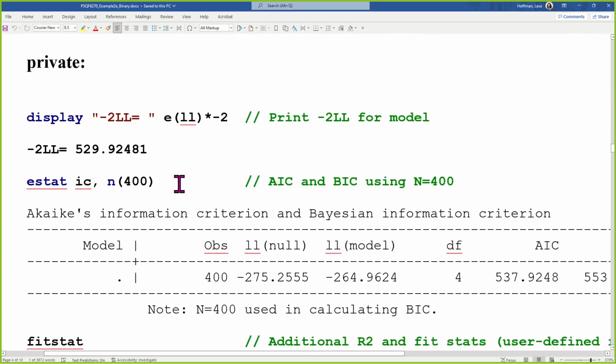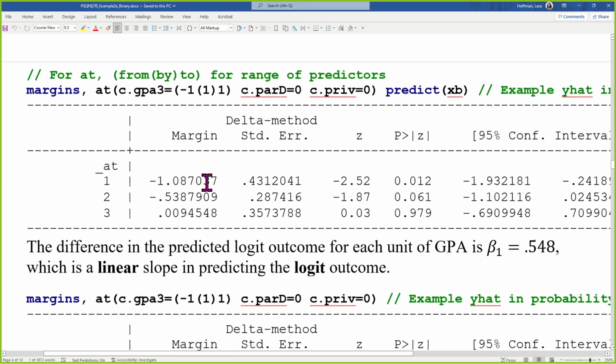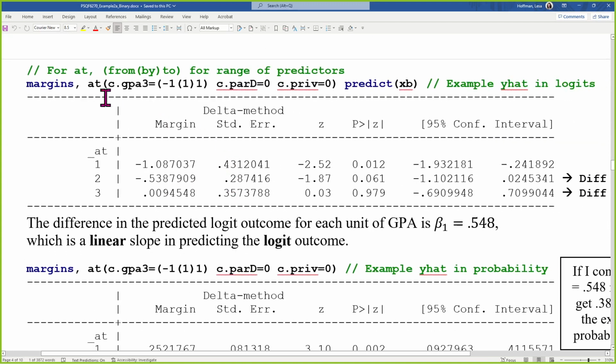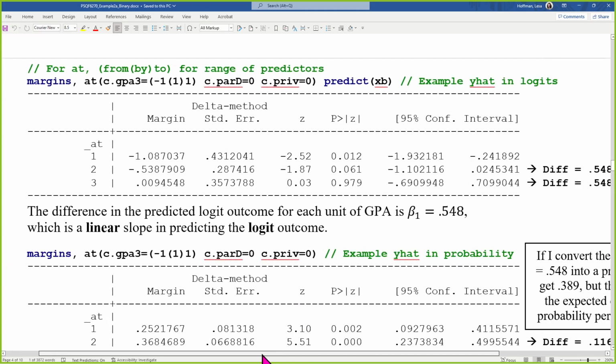Okay. Model fit stuff. Haven't talked about this yet. Margins. I asked for predicted outcomes for hypothetical people to make a point. So I'm asking for predictions from a GPA of -1 in units of 1 up to 1, which translates into a GPA of 2, 3, or 4. And I'm holding the other predictors constant at 0. An option you probably haven't seen yet, Stata users, predict XB, means predicted in the logit metric, in the linked metric.